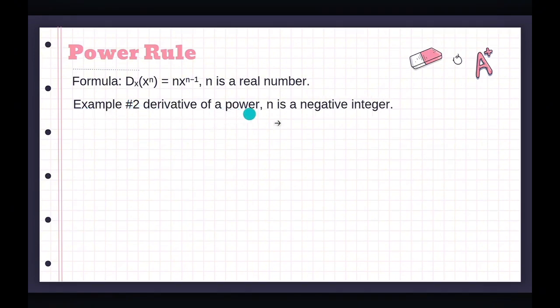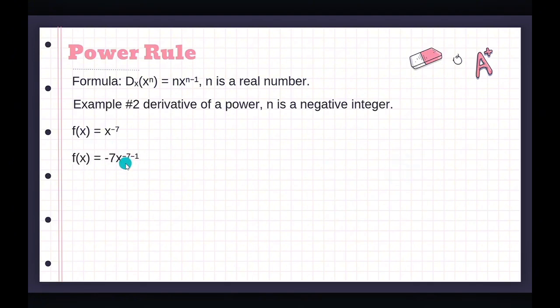Example number 2, derivative of a power n is a negative integer. So, we have f of x is equals to x raised to negative 7. Same process lang sa ginawa natin dun sa naunang example. Ito times lang natin yung exponent sa x. So, ang exponent natin dito is negative 7. So, negative 7 times x would be negative 7x.